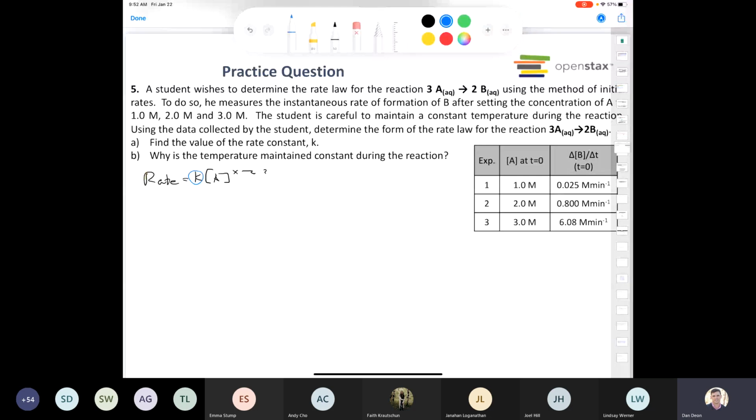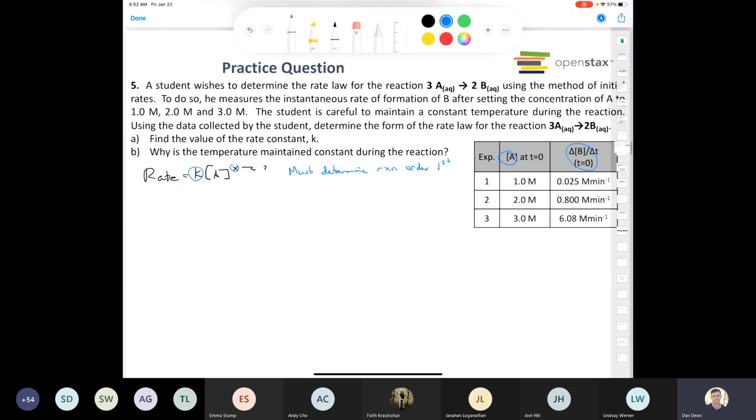What is K? Well, look, in my experiments, I have the concentration of A and I have the rate, right, which is measured as the rate of appearance of B over time. But the problem is I don't know what X is. So I need to figure out the reaction order in order for me to determine K. So I must determine reaction order first. Okay, we got to do that. RXN, I use that as an abbreviation for reaction. So how are we going to do that?